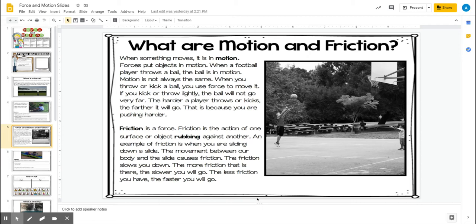So friction explains why when you start at the top of a slide, you're going faster, and when you get onto the bottom, you're slowed down. You're hitting that friction. You're rubbing up against the slide. It is slowing you down.